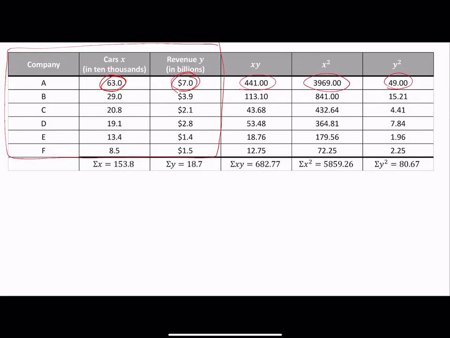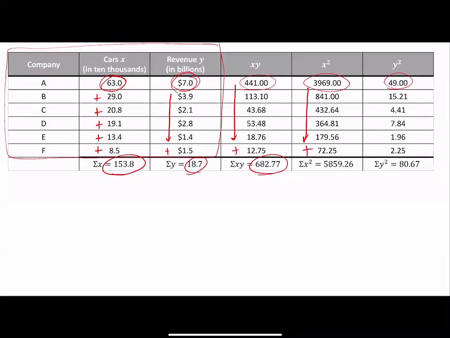Once we get all those values, then we add straight down. So 63 plus 29 plus 20.8 plus 19.1 plus 13.4 plus 8.5. That gives us 153.8. That is the sum of x that we need for our correlation coefficient. Same thing here. I'm going to add straight down and I get 18.7. I'm going to add straight down the x times y and I get 682.77. And I do the same thing for each column. I add straight down and I have the sum right below.